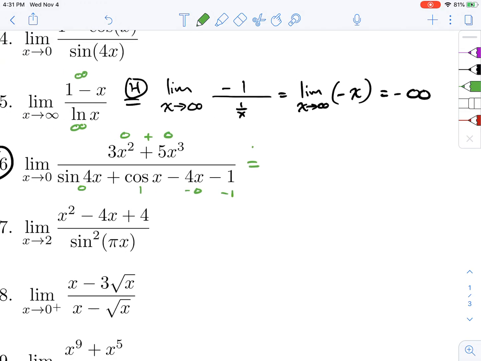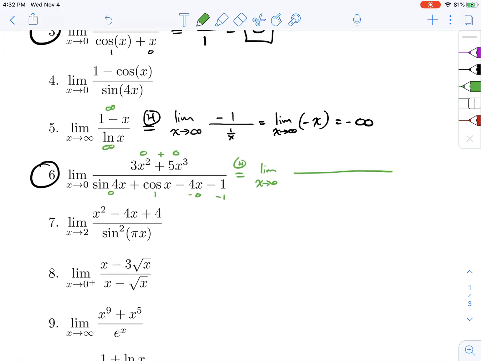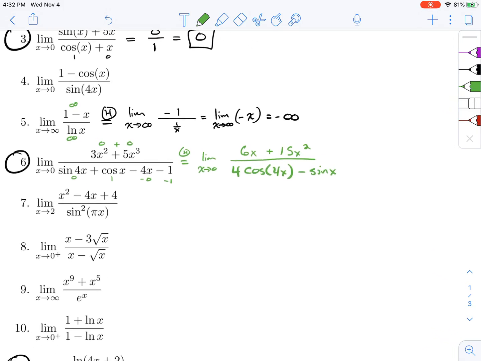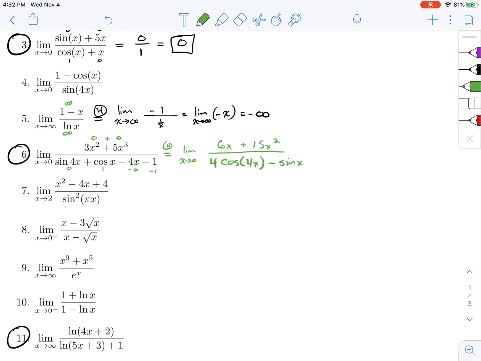All right, so we'll take the limit as x goes to 0. Okay, on top, that's a pretty quick thing to do. Derivative of that's going to be 6x plus 15x squared. Across the bottom, we're going to have to use the chain rule on this first one. Derivative of sine 4x is cosine 4x times 4. Derivative of cosine is negative sine. Derivative of negative 4x is going to be minus 4. Derivative of 1 is 0.